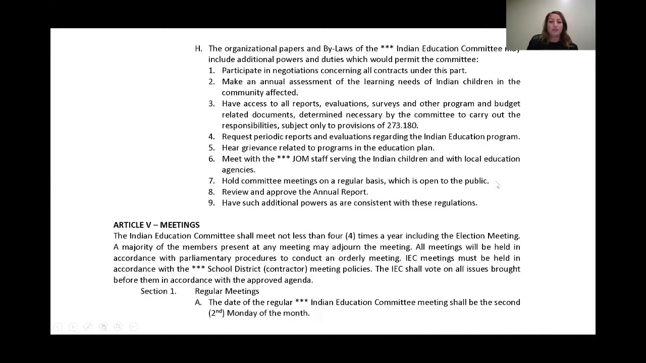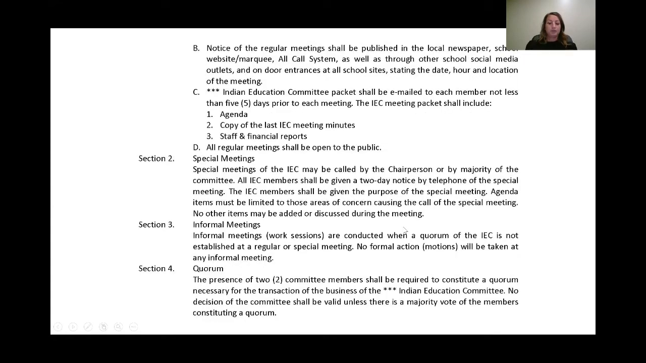Let's go on here. Article 5 meetings covers how many meetings to hold each year. 4 meetings a year is about the minimum. So you want to make sure that you're at least having 4 meetings with your IEC. So you want to have under meetings the date and time set for regular meetings, how many meetings will be advertised to the community, how to call a special meeting, definition of an informal meeting.